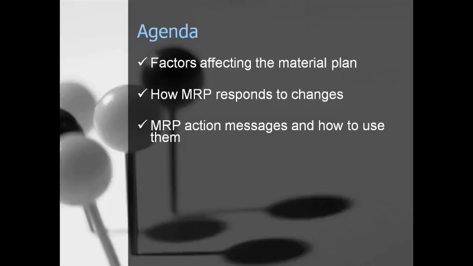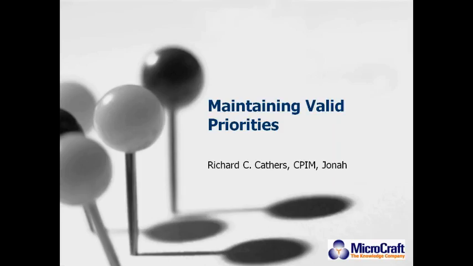But those MRP action messages are the things, the tools that we use to keep that priority plan valid in an ever-changing environment. So what we've looked at are the factors that affect that material plan, how frequently you should run your MRP explosion to take into account those changes, and then the types of action messages and how you use them to maintain valid priorities in an ever-changing world.